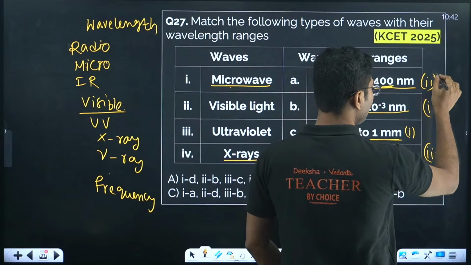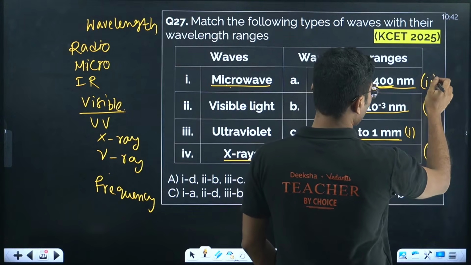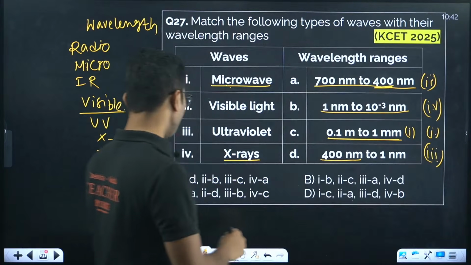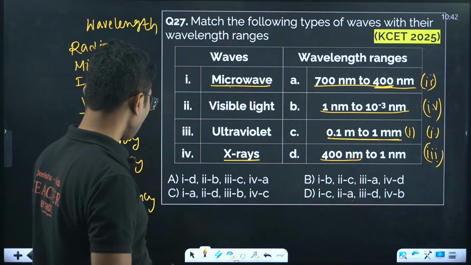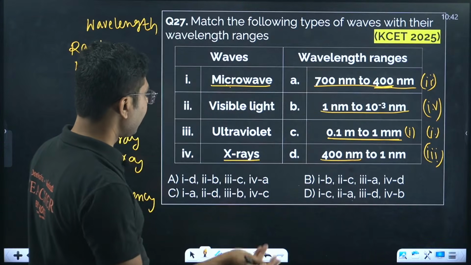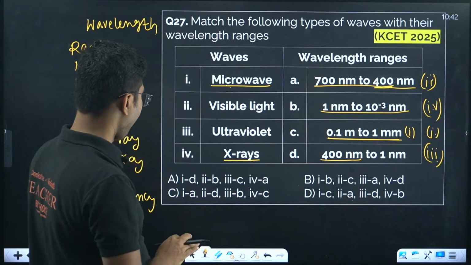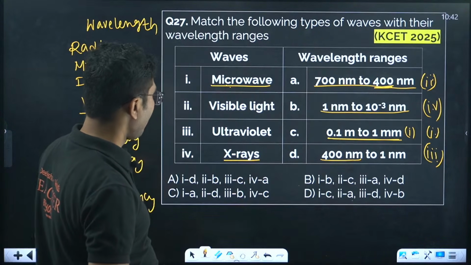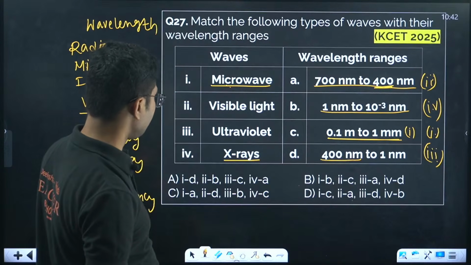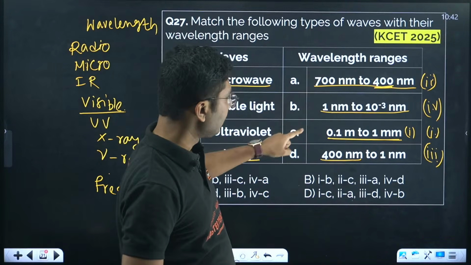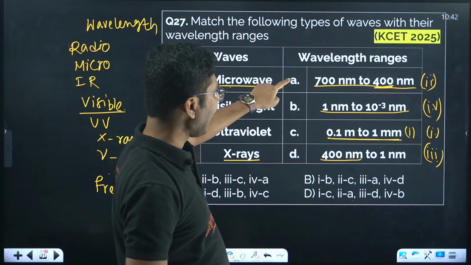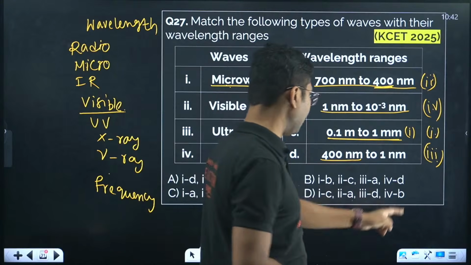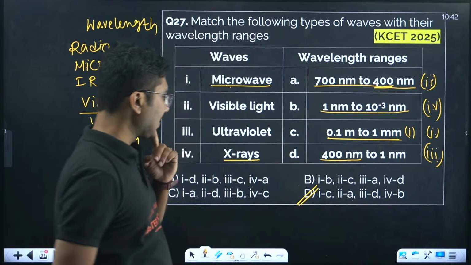So correct match is 2413. Sorry, not 2413, it will be CADB. So correct match is this one.